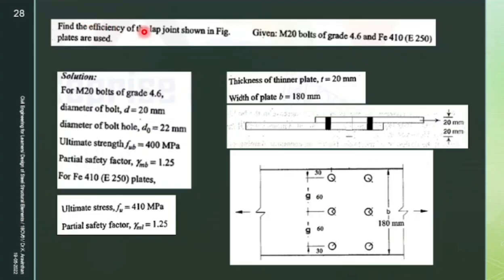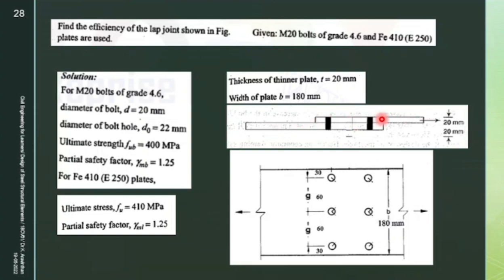Find the efficiency of the lap joint shown in figure. Given M20 bolt of grade 4.6 and Fe 410 grade of plates used. So 2 components they will be giving, grade of bolt and grade of plate. Here they have given in this figure that 2 plates are being connected.